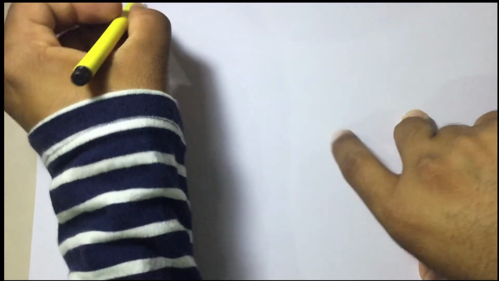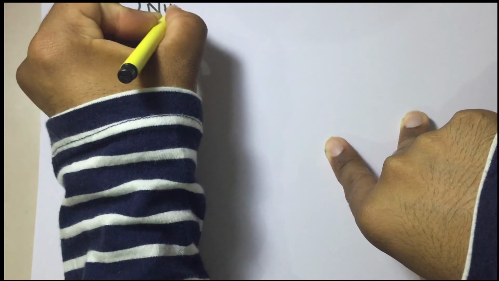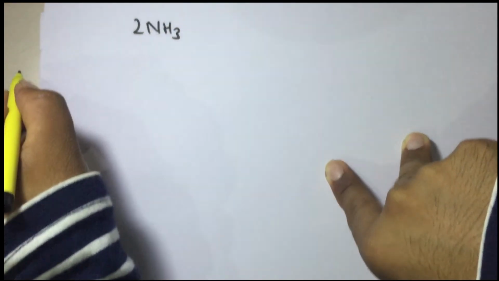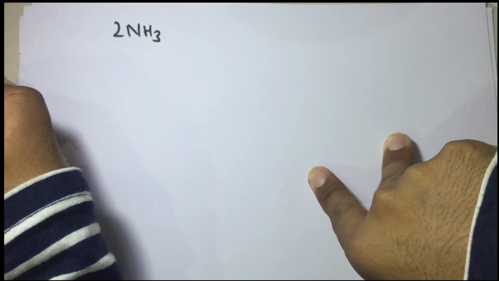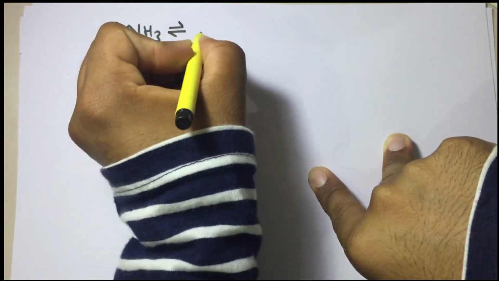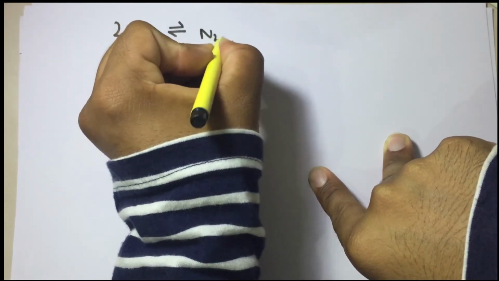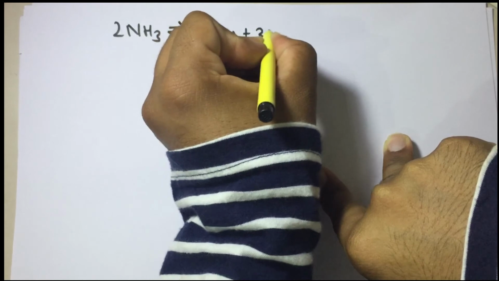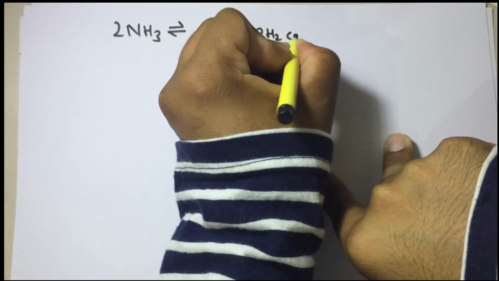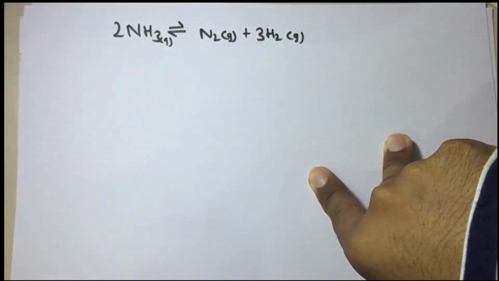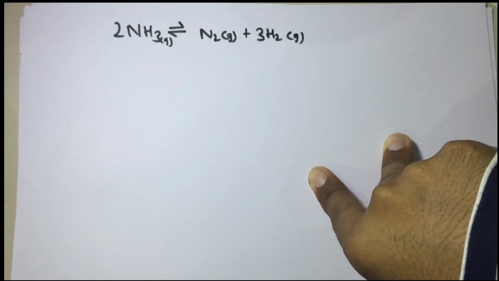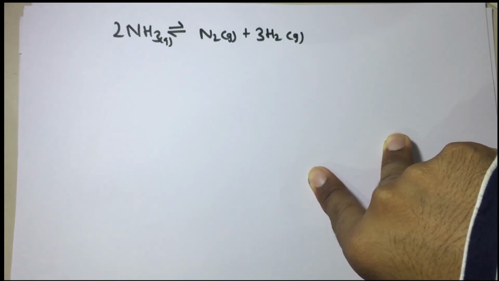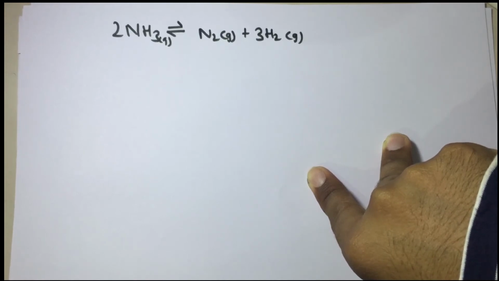Suppose we have the reaction 2NH3 gives N2 gas plus 3H2 gas. Okay, now we will write the expression of Kp and Kc. First you stop the video and write Kp and Kc by your own.